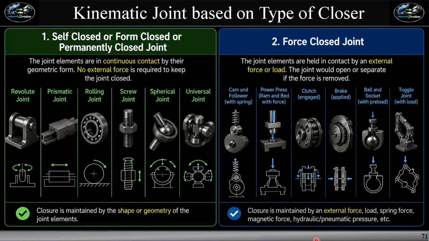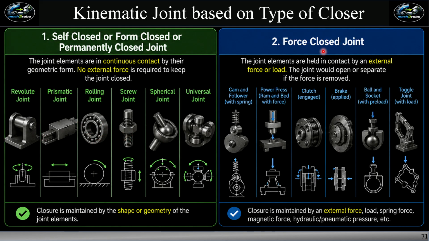Then classification based on the type of closure. In this category, there are two types. Self-closed or form-closed or permanently closed joint. The joint elements are in continuous contact by their geometric form, and no external force is required to keep the joint closed. Examples are Revolute Joint, Prismatic Joint, Rolling Joint, Screw Joint, Spherical Joint, and Universal Joint. Closure is maintained by the shape or geometry of the joint elements. We can see that the surface contact is always maintained by the shape of the elements of the joints.